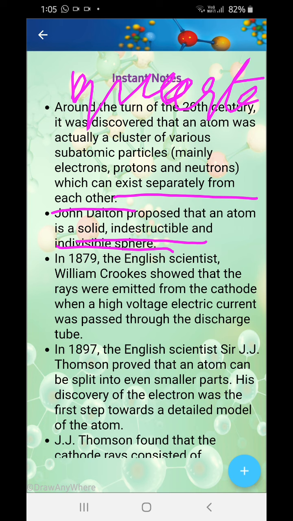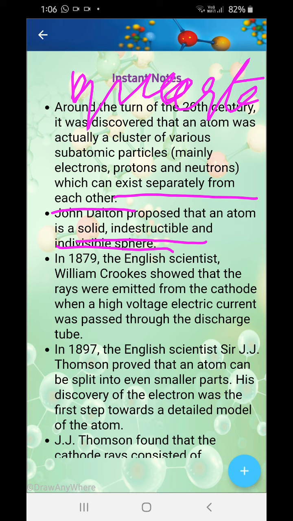In 1879, the English scientist William Crookes showed that rays were emitted from the cathode when a high voltage of electric current was passed through the discharge tube. So rays were emitting from the positive end. Okay, you know what the positive end is, right? And then what happened, I will tell you. It was at very low pressure, and yellow green fluorescence was also seen over there.